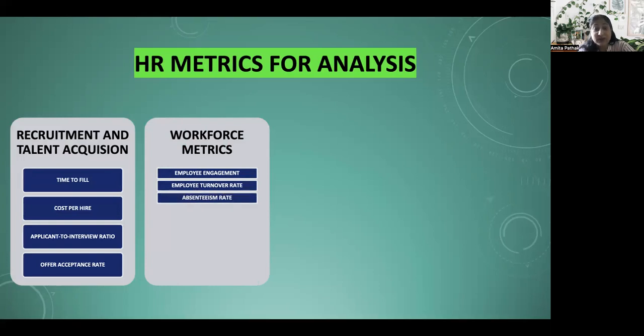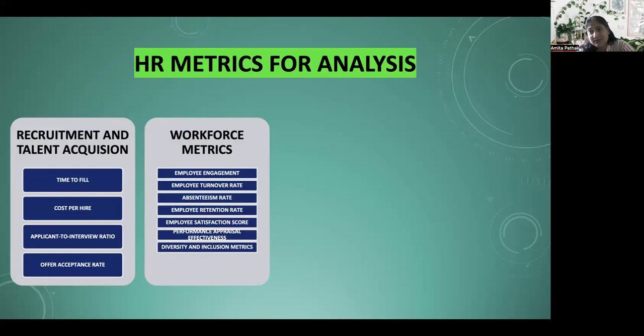What's the employee absenteeism rate, employee retention rate, employee satisfaction score? Very important metrics. Performance appraisal effectiveness, diversity and inclusion metrics. Nowadays, organizations are actively participating in diversity and inclusion, so they are working on diversity and inclusion metrics.